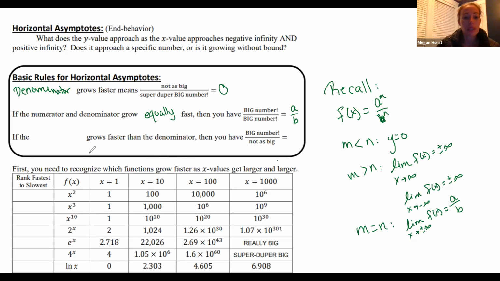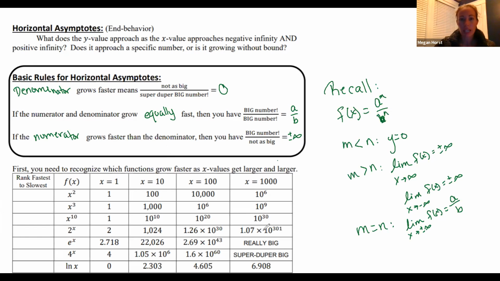And then if the numerator grows faster than the denominator, then you have an insanely big number in the numerator, not so big a number in the denominator. So when you divide those, it's going to divide out to either be a positive or negative infinity, depending on the signage. So let's just take a look at this kind of theoretically.